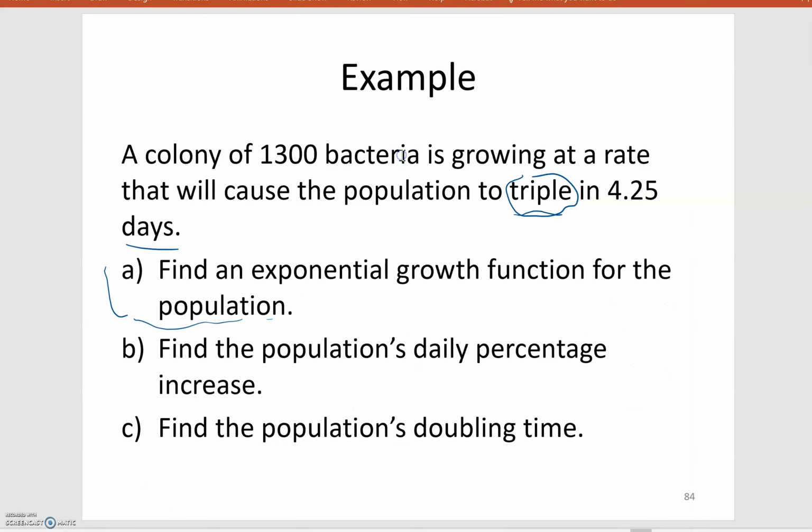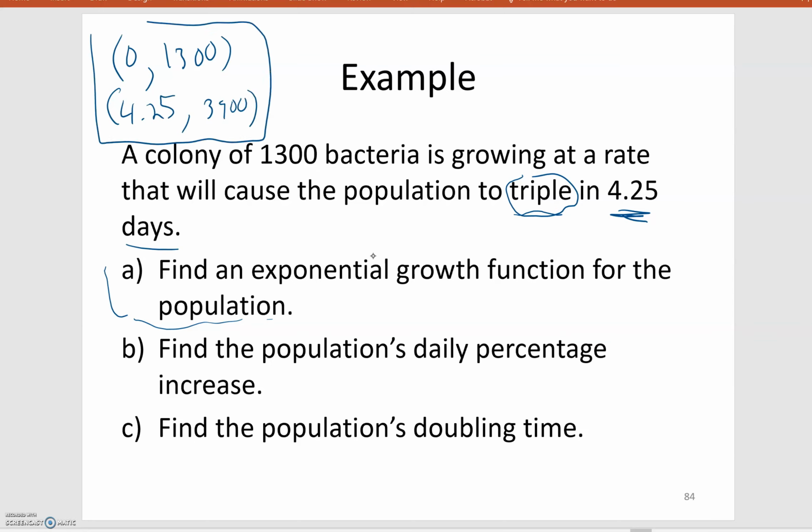So what are these 2 points that I'm talking about? Well, here they are. At time 0, we have 1,300 bacteria, and then after 4.25 days have elapsed, we have 3 times that, which is 3,900. And so those are the 2 points we're given. In terms of a tripling time, I just multiply the output by 3. That's really the only alteration I had to make.